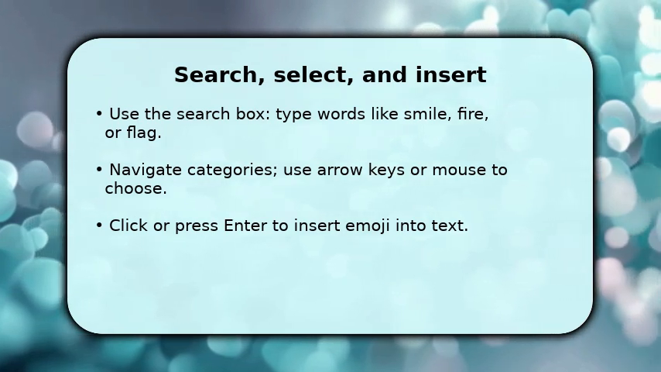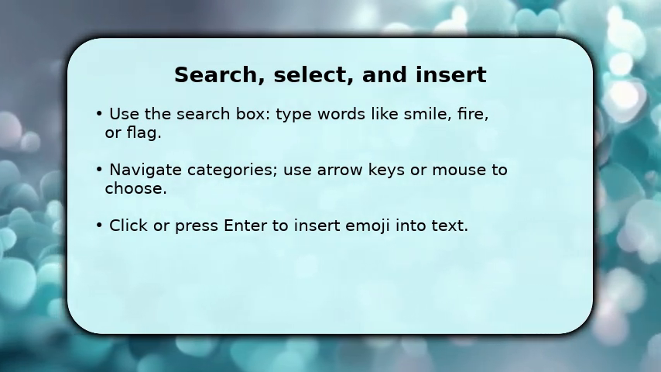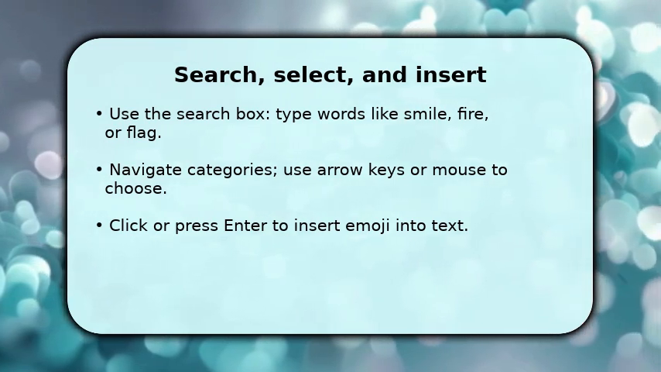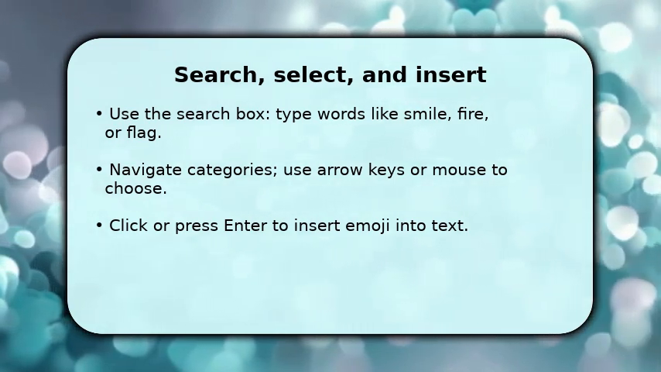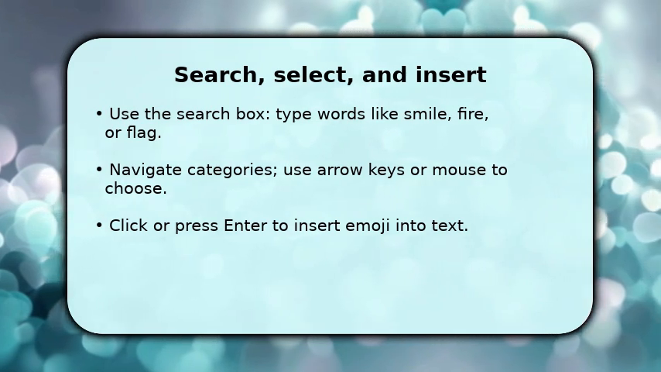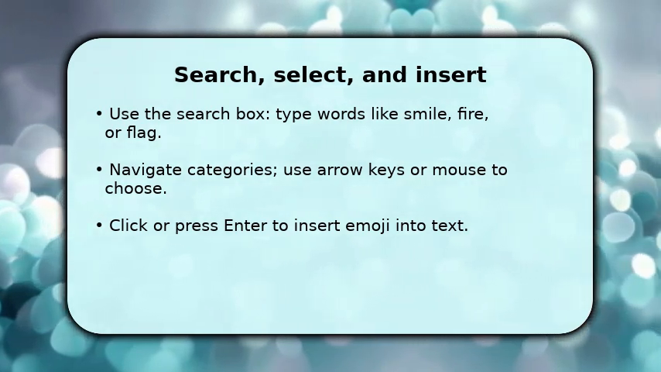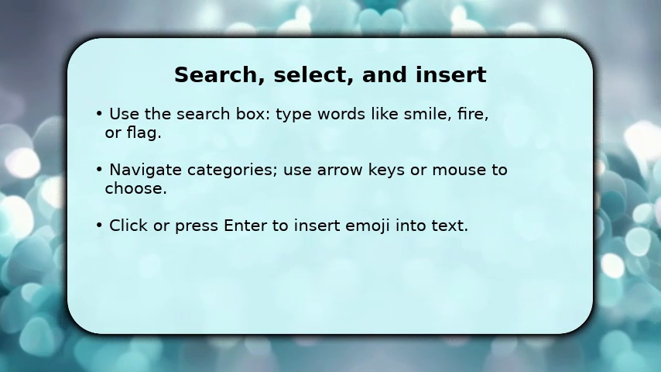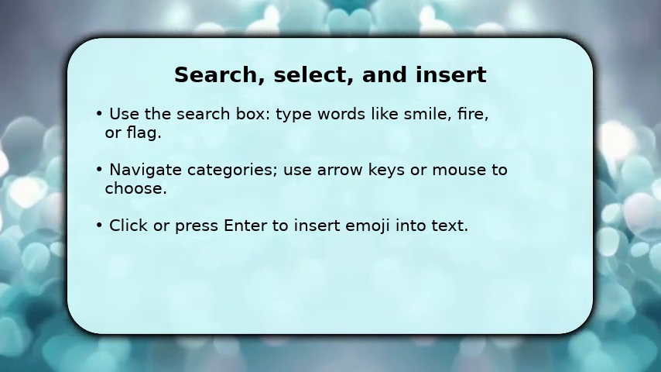You can move with arrow keys for fast keyboard-only insertion, or click with the mouse if you prefer. After you select an emoji, press Enter or click to insert it where your cursor sits. Make sure to confirm the emoji renders correctly in your app before sending or saving your text.